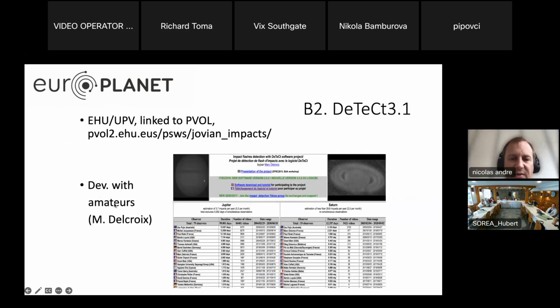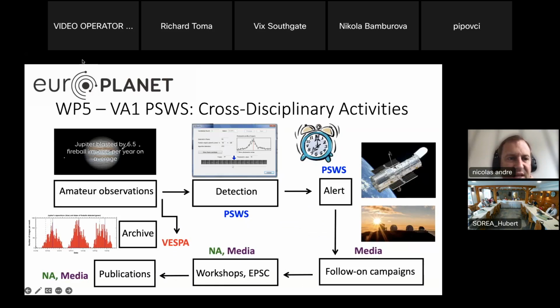And why it's important? So here it's a database developed in the frame of VESPA PIVOL, where the Jovian impacts and the positive detections are stored either at Jupiter, you can see here one fireball, or we targeted also Saturn, despite the fact it's a bit more difficult to detect with the system. We are at the limit of detection. And why it's important to do that? That's because it is really a field where amateurs and scientists work together, closely together.